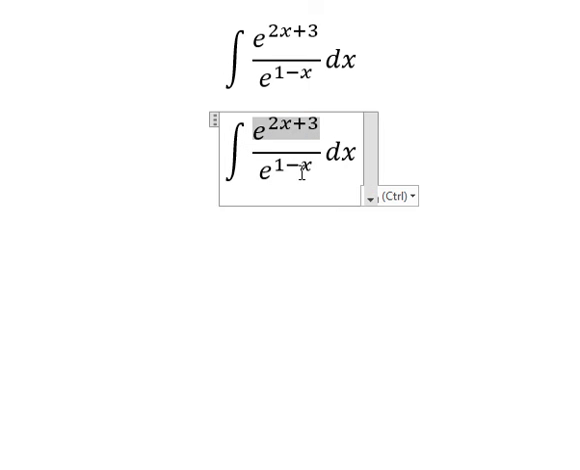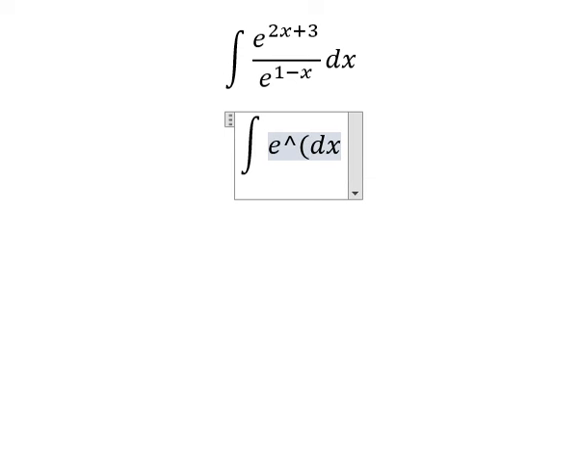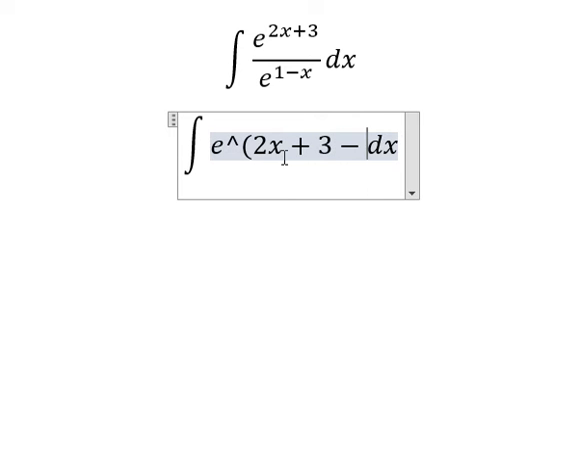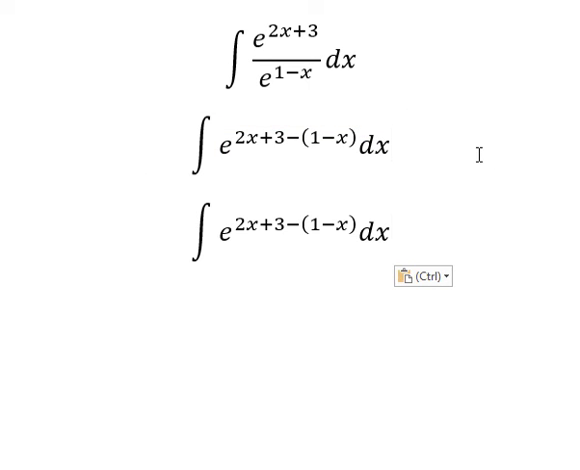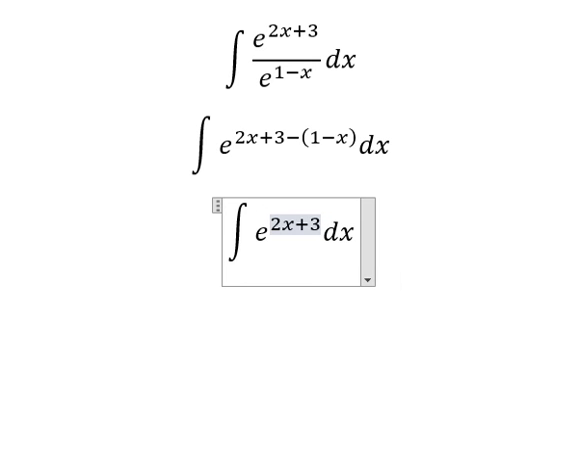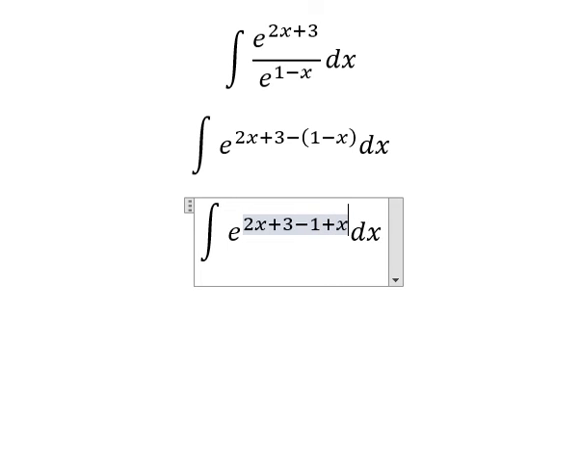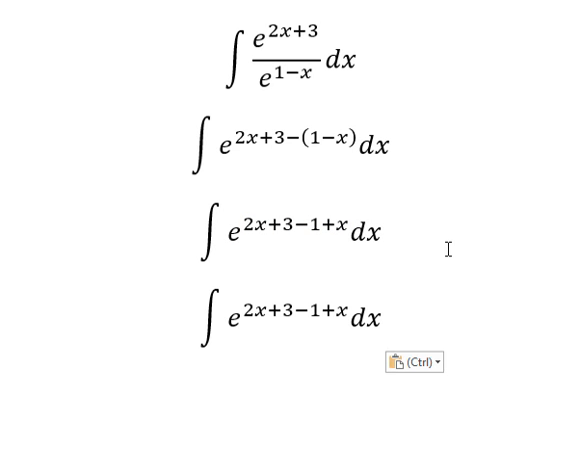This one divided by this one. So we have e to the power of 2x plus 3 minus 1 minus x. So we need to open parentheses and we need to change the sign of 1 minus x into negative, 1 plus x. 2x and x, you got 3x. 3 minus 1, we have number 2.